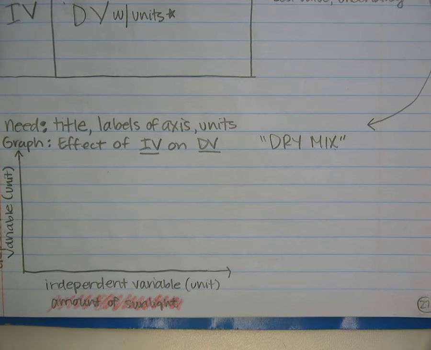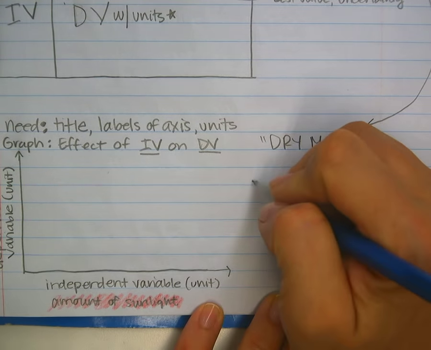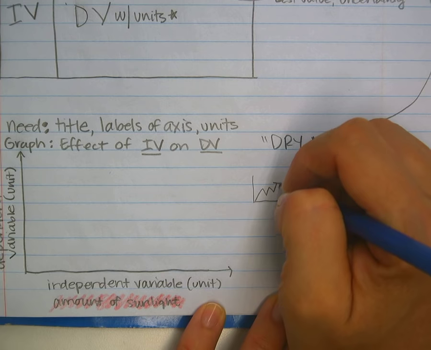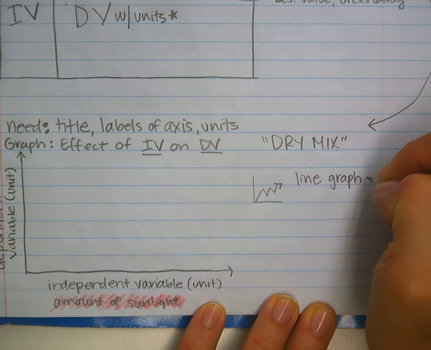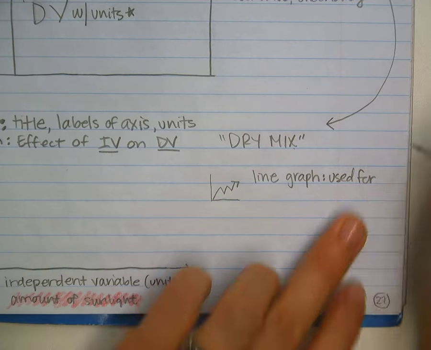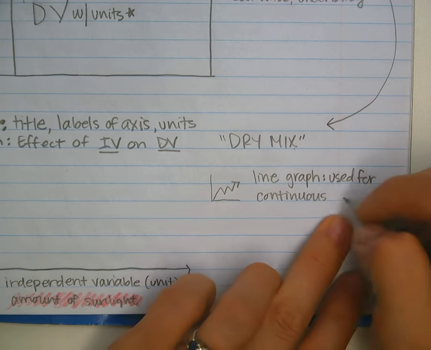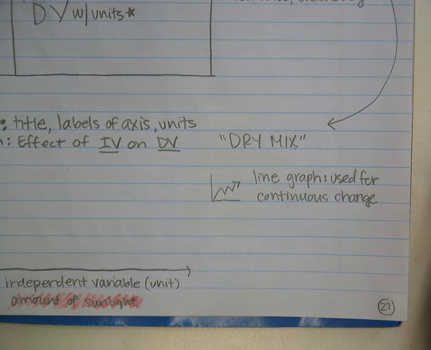There are two different types of graphs that we're going to be using the most. So I'm just going to sketch really quick what that would look like. This type of graph is called a line graph. And a line graph is used for continuous change. So, for example, if I wanted to see how high my plant grew over time, time would be a continuous change.